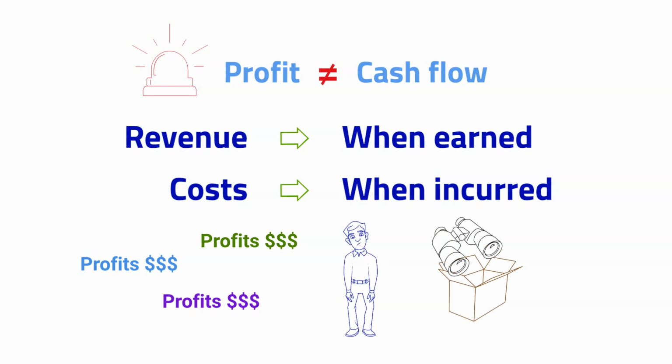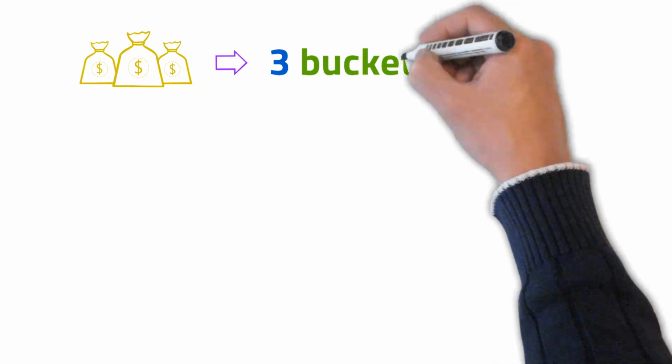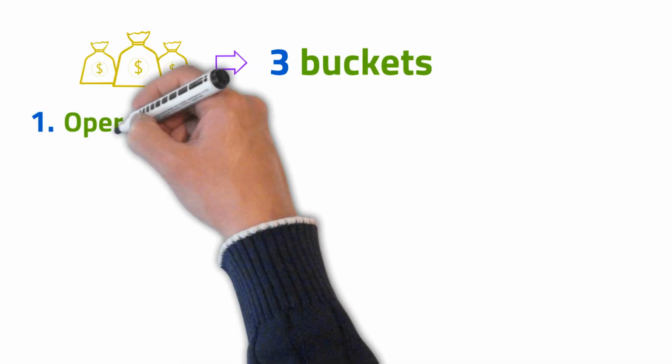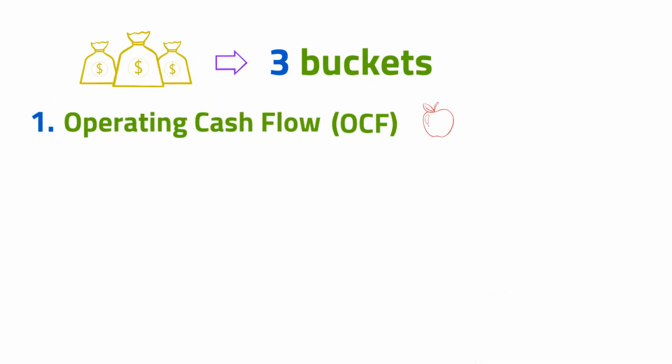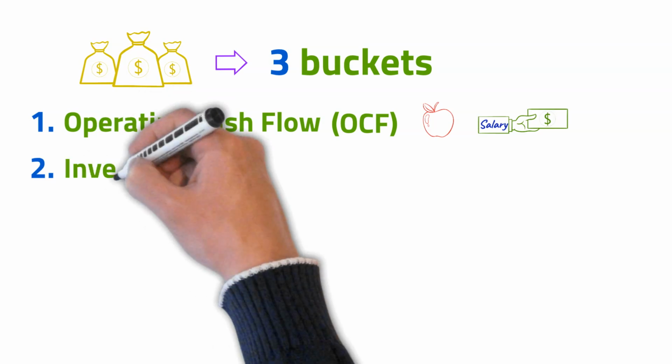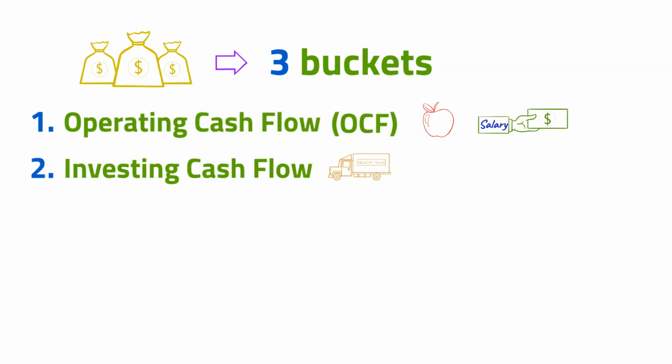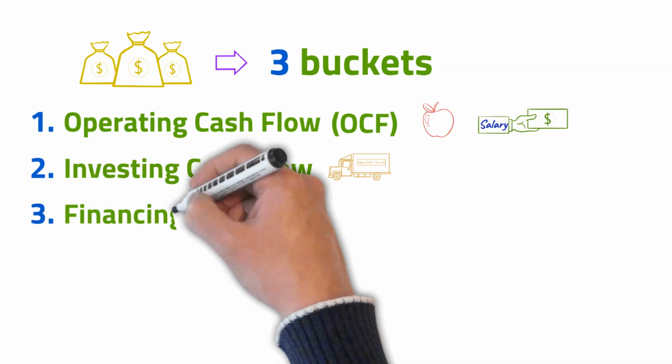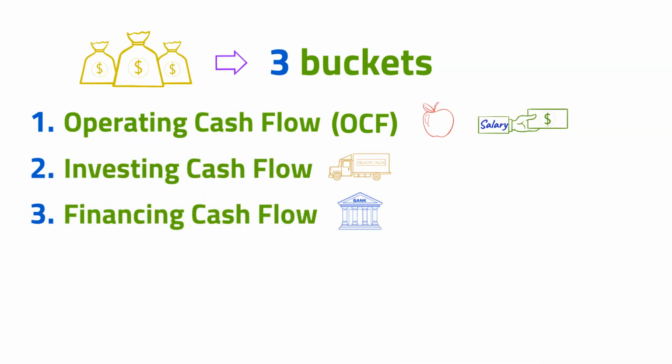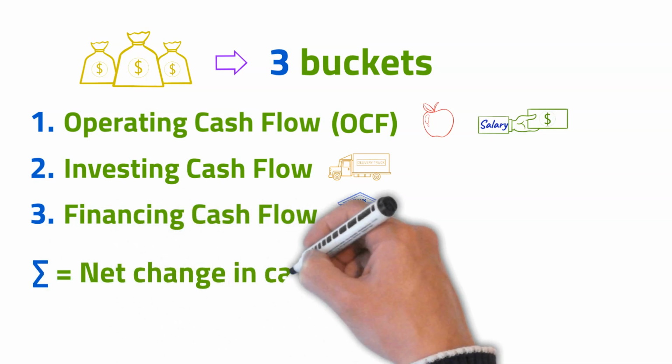That's why the cash flow statement is important. It tracks the actual dollars in and out of the bank and organizes them into three buckets. Operating cash flow, for example, sale of apples and receipts from customers, payments of wages and payments to suppliers. Investing cash flow, buying or selling big assets like delivery trucks. Financing cash flow, receiving and repaying loans, contributions of capital into equity, payment of dividends. Together, they result in a net change in cash.